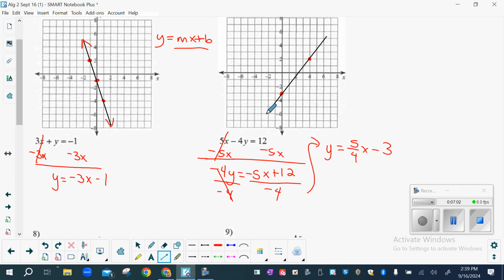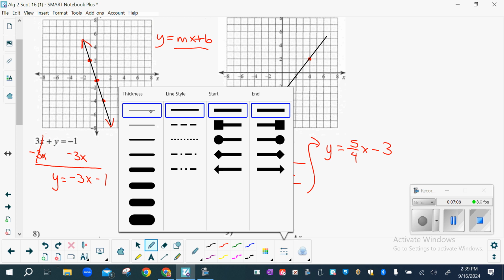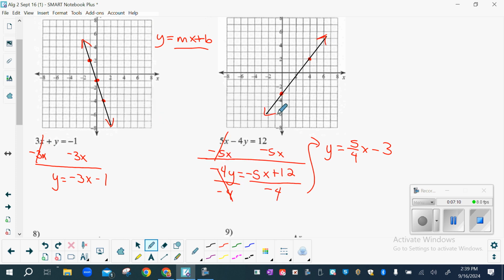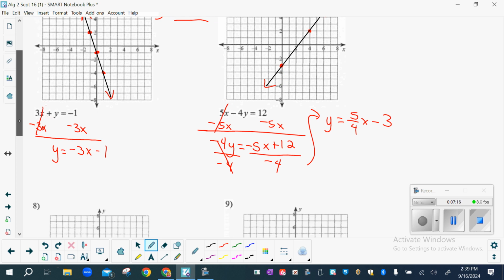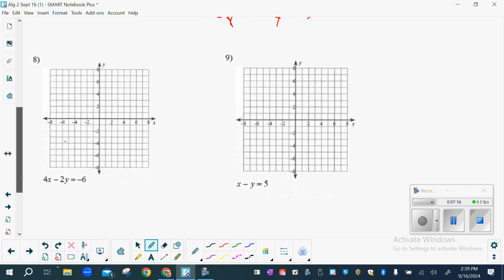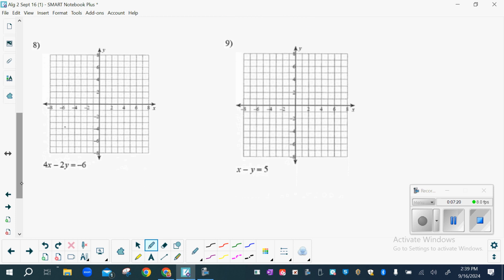And we put arrows on the ends. And there's our line. Okay, temporarily, I'm going to skip number 8. Let's go to number 9.